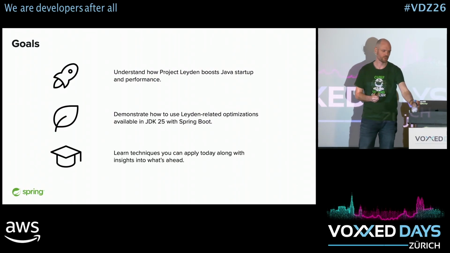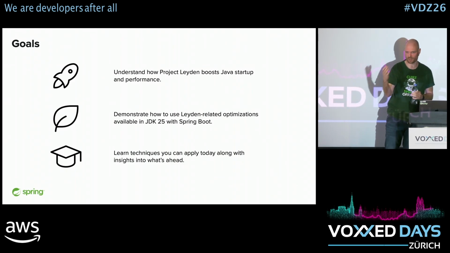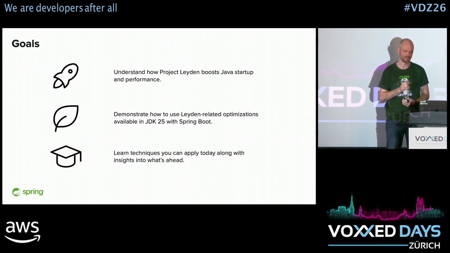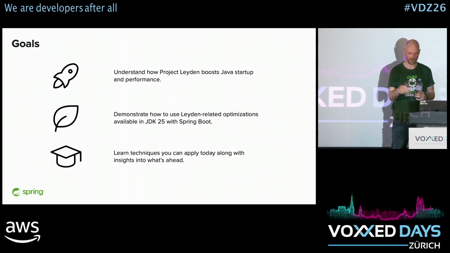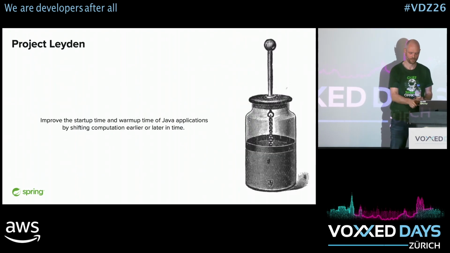And we are also going to learn some techniques you can apply today, like with a real-time Java 25, which you can download from the JustJava website. And I'll give you some techniques that you can apply today. Okay. First, talk about Project Leyden.